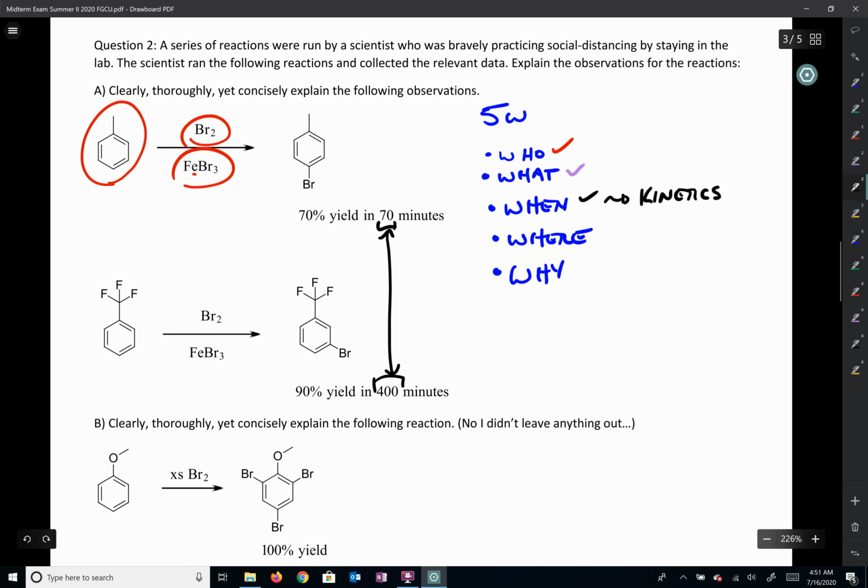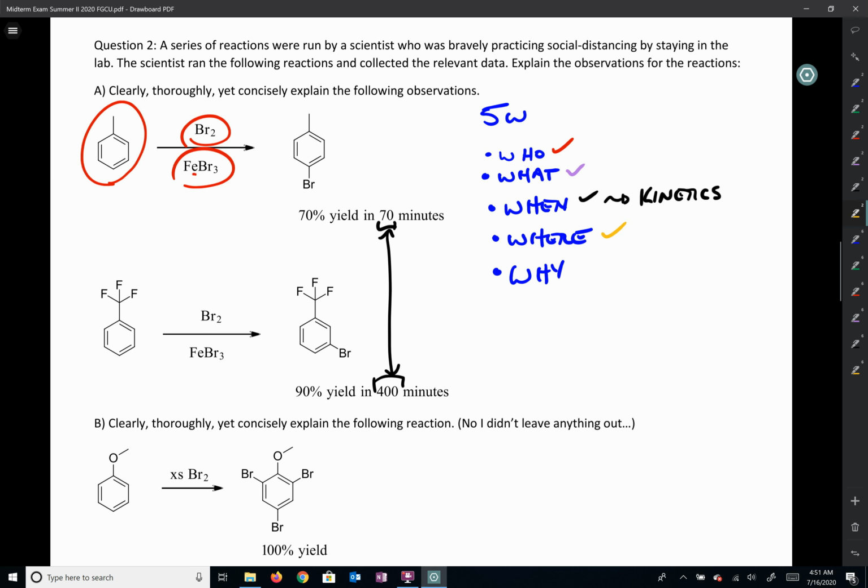The where is, you guys got the where part down for the most part, right? The most common answer in this case was like, well, in the top reaction it's a para, and the bottom it's a meta. Well, that's fine. I'm glad you guys understand that. But where do they add, right, is answered by the mechanism also, okay?